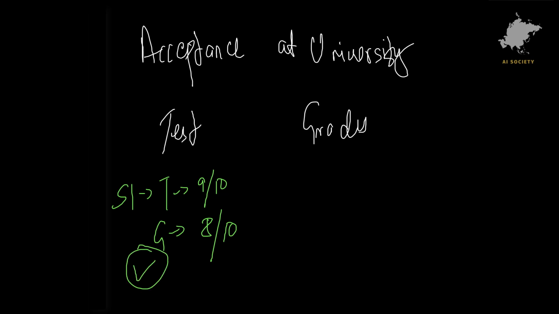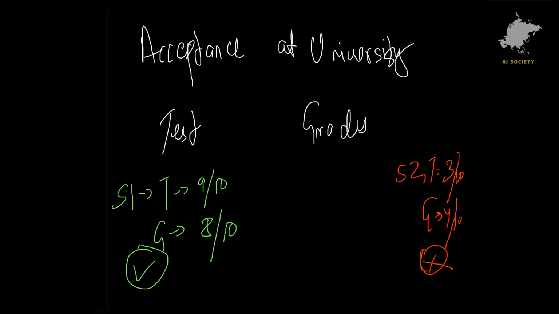Now let's say there is a student S2, and this person has scored in the test, let's say, 3 out of 10, and in grades this person has scored, let's say, 4 out of 10. So should this person get accepted at the university or not? You will definitely say that this person should not get accepted because the test and the grades are really low.